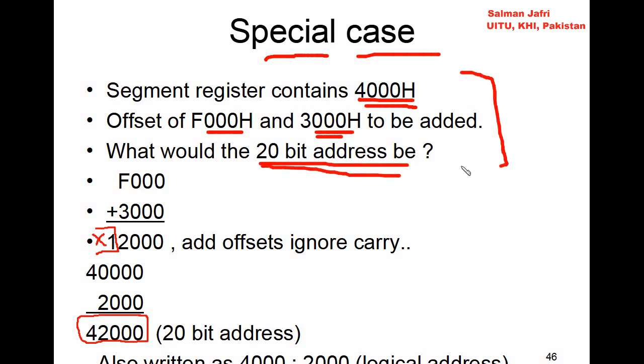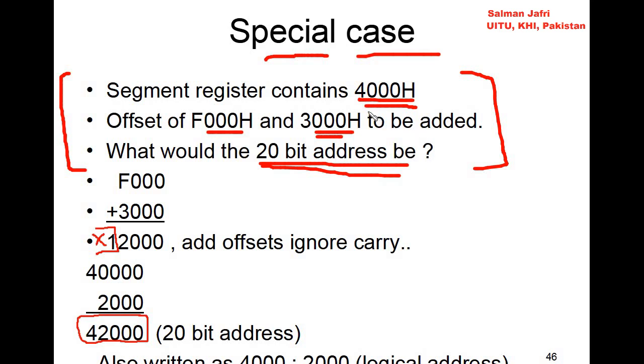So what is the key in this? The key is to add all the offsets together first. So F000 plus 3000 is added. F plus 3 is 2, carry 1, so the answer is 12000. But since we have to take the 16-bit value, we'll ignore this carry. So our final offset address would be 2000H.